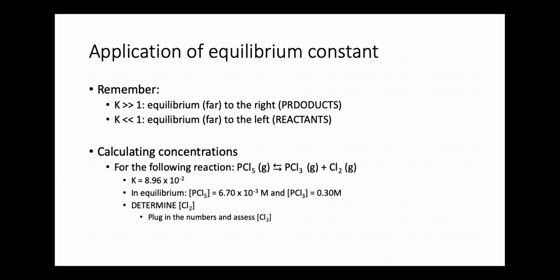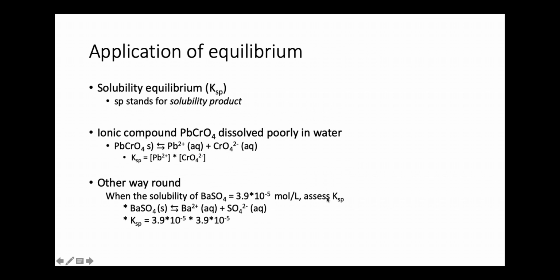So a couple of applications. First of all, if I have K, but I do not have all the concentrations of my compounds at equilibrium, we can find the concentration of the remaining compound. So here we have information on PCl5 and PCl3. We know K. We can plug in all the numbers and finally find the concentration of the remaining compound.